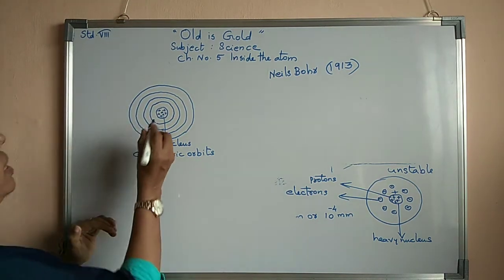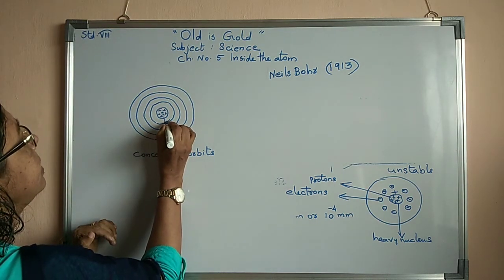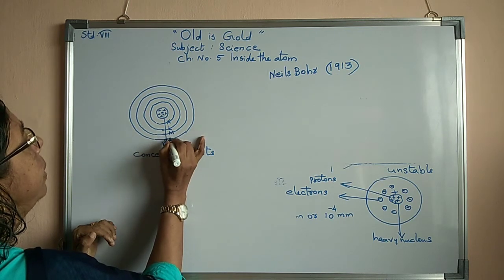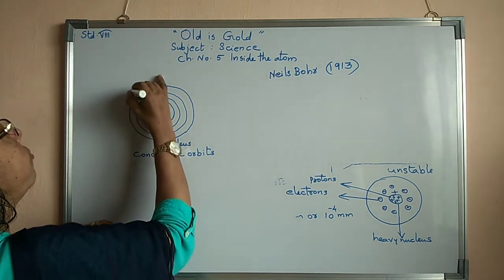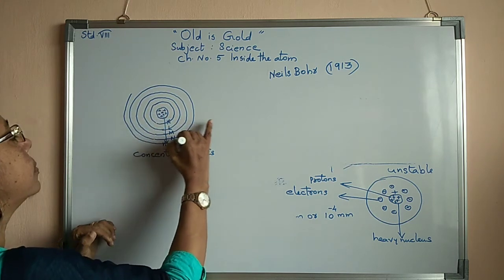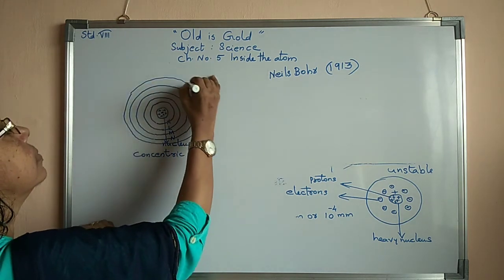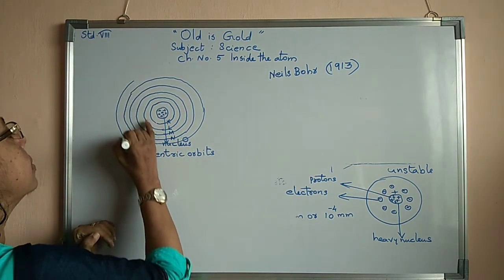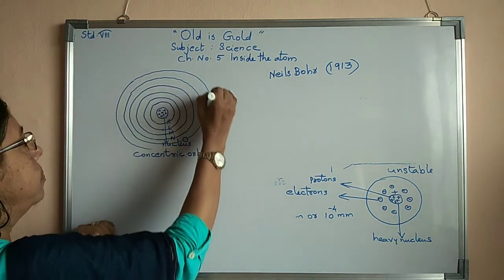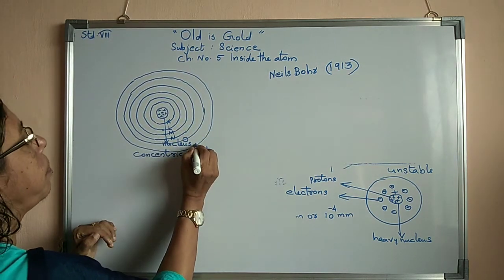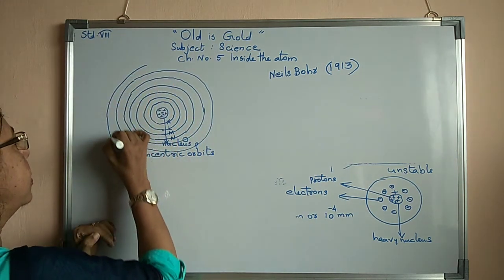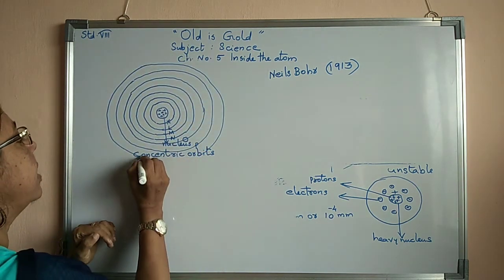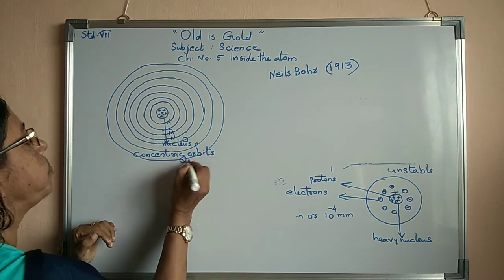Now the first orbit he gave the name K shell, the second one L, third one M, fourth one N, then fifth one O, sixth one P, seventh one Q.